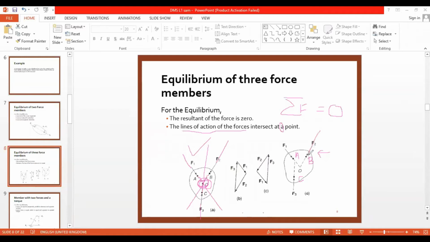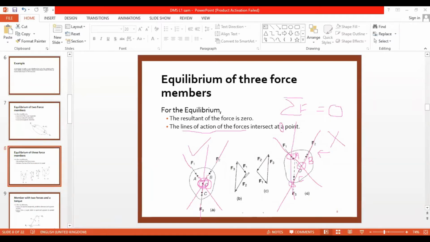If I draw F2, it is going like this. F1, if I draw, it is going like this. F3, if I draw, it is going like this. F1 and F3 are intersecting at this point. F2 and F1 are intersecting at this point. F3 and F2 are intersecting at this point. But all three are not intersecting at any single point, so this will not be in equilibrium. Whichever force is greater, the body will start moving in that direction.